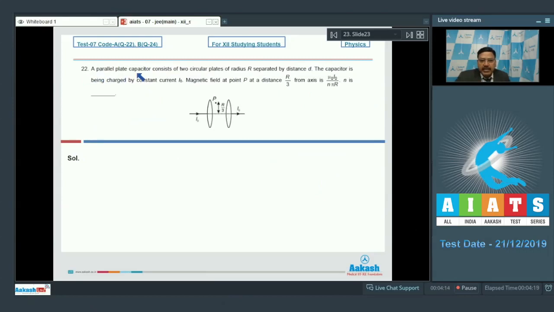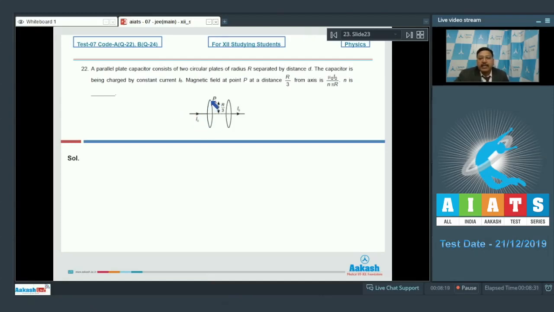Question 22 says, a parallel plate capacitor consists of two circular plates of radius r separated by distance d. The capacitor is being charged by constant current I0. Magnetic field at point P at a distance r by 3 from axis is mu0 I0 by N pi r. N is, well, the question is from the topic EM waves and it requires application of the modified Ampere's law, the Ampere-Maxwell law, and of course the displacement current, because we can see that in the space between the two plates there is no movement of charge, right? So there is no conduction current here, but there is what we call displacement current, because the electric field in the space between the plates is going to change because of charging of the plate by constant current I0.